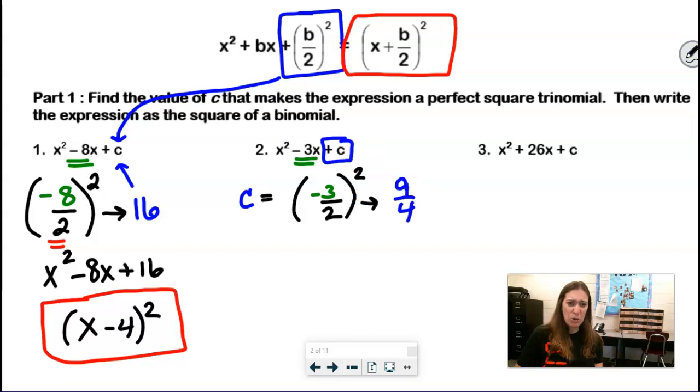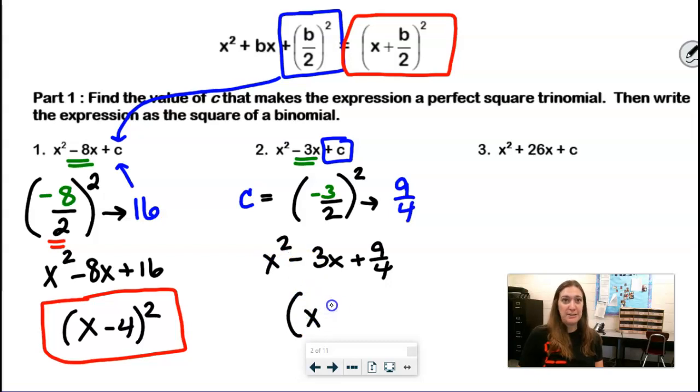And I know you're like, gross, you want me to factor with a fraction? I do, but we're going to use our formula that we just found out works pretty darn nice. All right, so there's your trinomial. That's the first answer. And now we're going to rewrite it in its factored form.